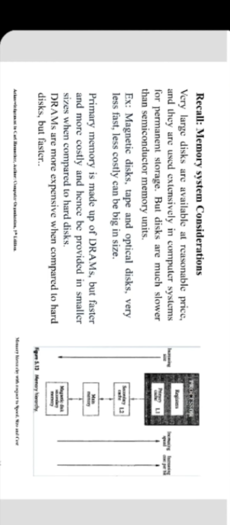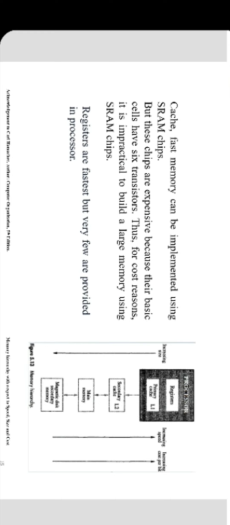Then primary memory is made up of DRAM ICs, dynamic random access memory integrated circuits. These are faster but more costly when compared to hard disk. Hence they are provided in smaller sizes when compared to hard disks. DRAMs are more expensive when compared to hard disk but faster. Cache is very fast when compared to main memory. It is implemented using SRAM chips, static random access memory integrated circuits.